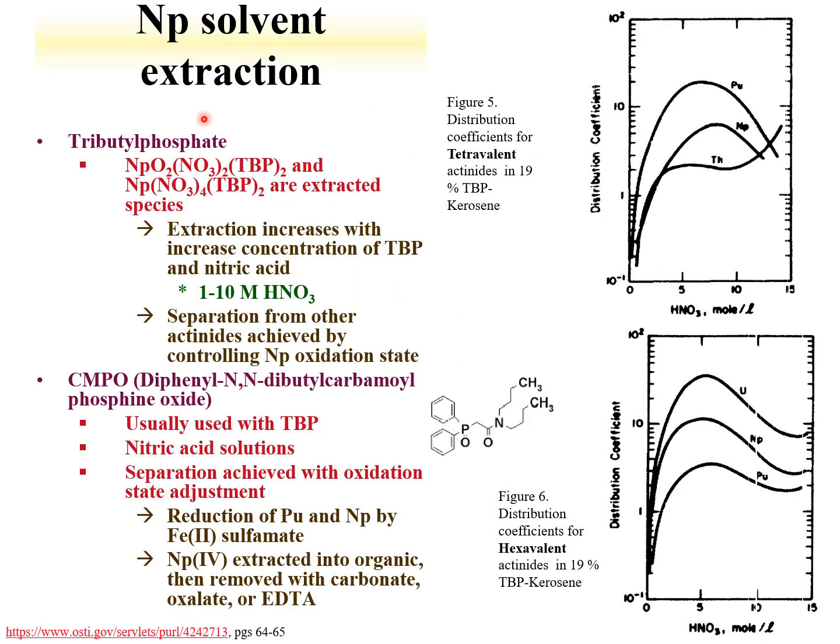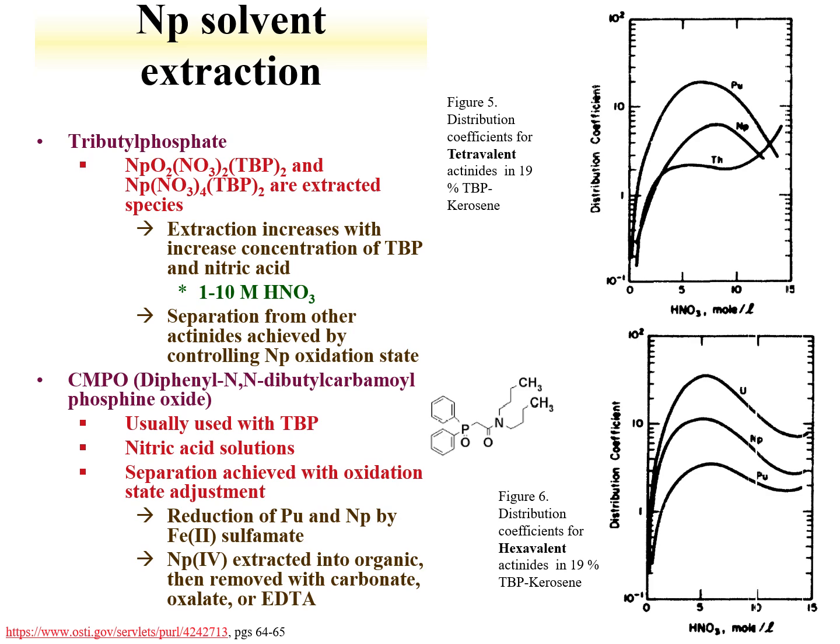We've already discussed the solvent extraction based methods using tributyl phosphate, where, very similar to uranium, we get the neptunium-6 2-nitrate tributyl phosphate, and as we'll see with plutonium, the neptunium-4 with 4-nitrates tributyl phosphate system extracted. Data is shown here for the extraction of tetravalent neptunium and hexavalent neptunium.